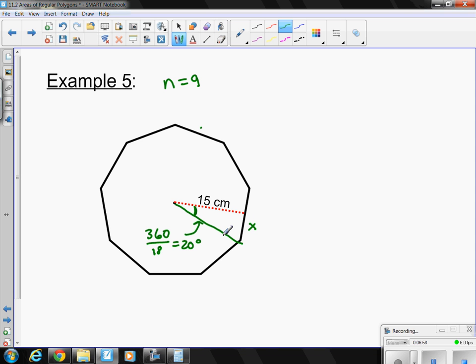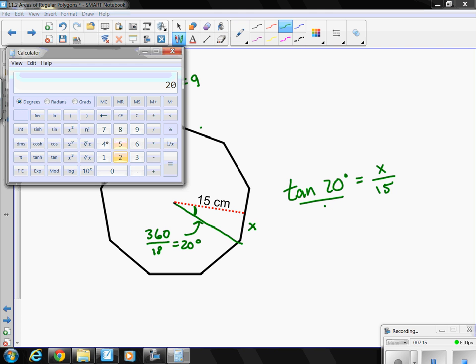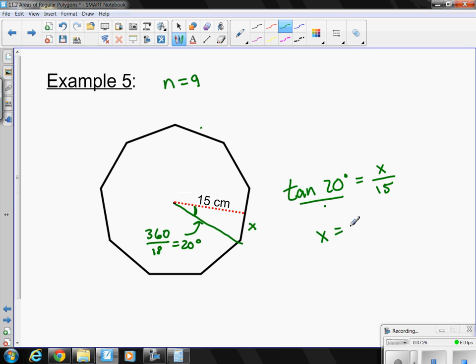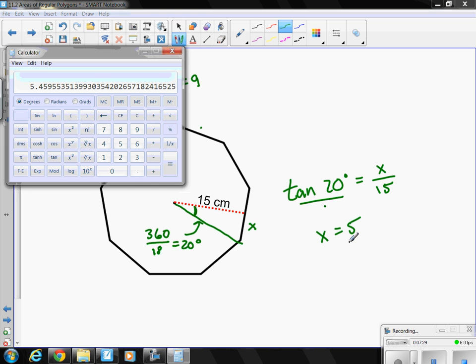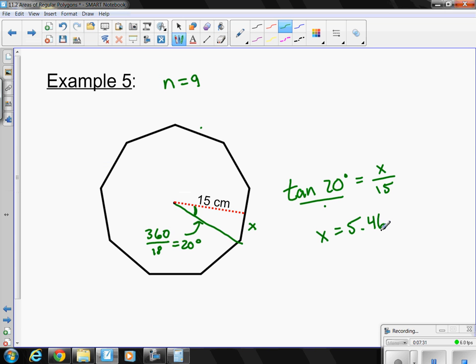That's my opposite over adjacent. So this time it's going to be the tangent of 20 degrees equals opposite over adjacent, over 1, cross multiply and divide. Tangent of 20 times 15, x equals 5.46.